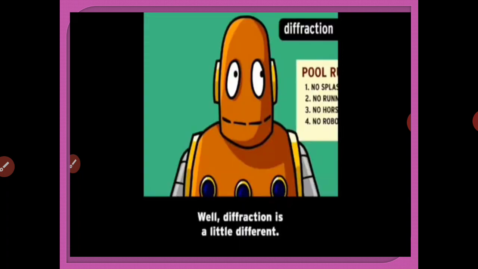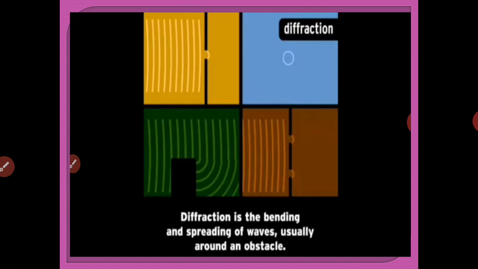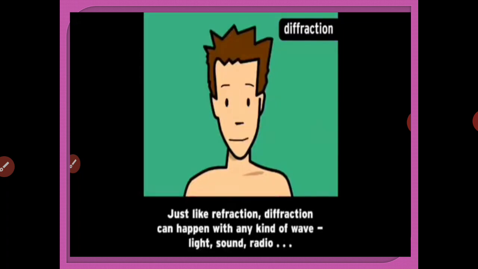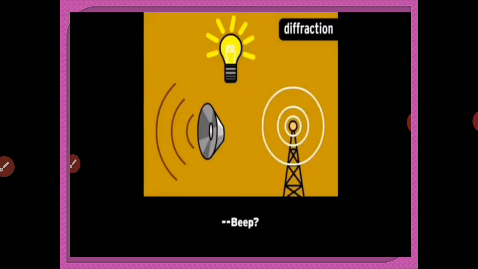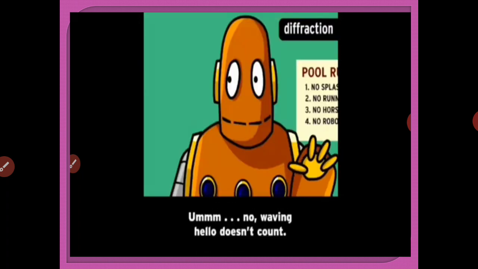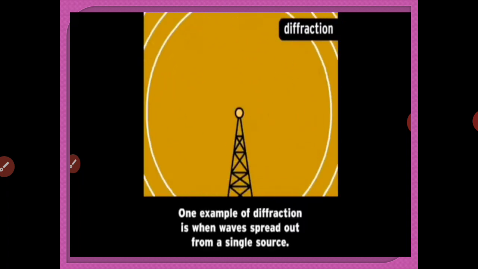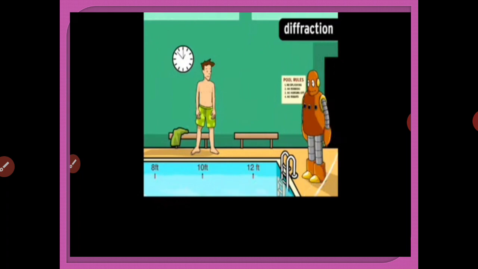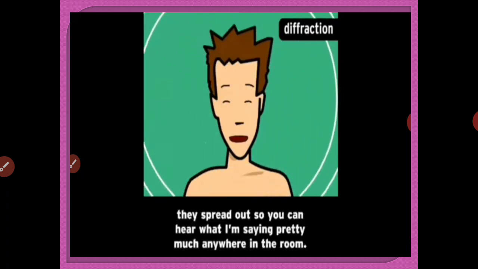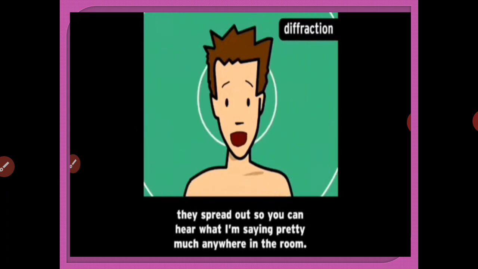Well, diffraction is a little different. Diffraction is the bending and spreading of waves, usually around an obstacle. Just like refraction, diffraction can happen with any kind of wave: light, sound, radio. No. Waving hello doesn't count. One example of diffraction is when waves spread out from a single source. If I shout something to you across the room, a bunch of sound waves come out of my mouth. Like this. The sound waves don't all go in a straight line. They spread out so you can hear what I'm saying pretty much anywhere in the room.